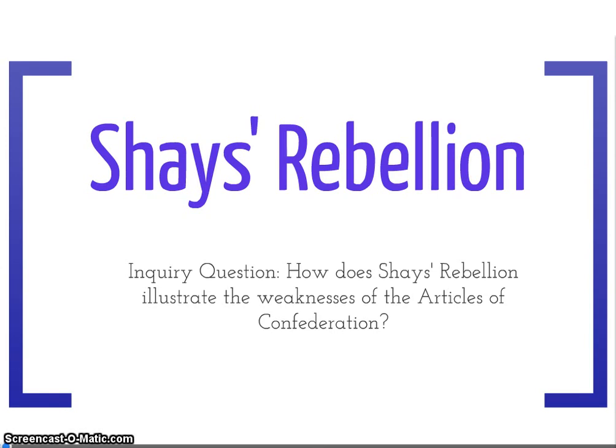Good evening, and tonight we are talking about Shays Rebellion. Our inquiry question is, how does Shays Rebellion illustrate the weaknesses of the Articles of Confederation? We'll be discussing some of the events that led to the downfall of the Articles of Confederation and led to the creation of the Constitution, which we'll get to later in the week.